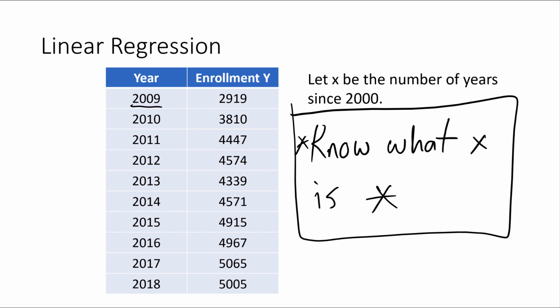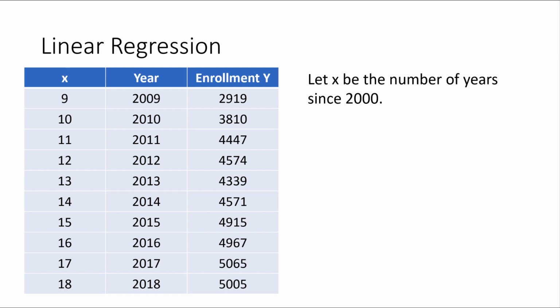All right, so if X is the number of years since 2000, we could take 2009. How many years is that since 2000? Well, that's 9 years since 2000. 2010, that's 10 years since 2000. 2011, that's 11 years since 2000. And so we'll just go through all of those, and we could write all of those down. So each of these, they're pretty easy since it's the number of years since 2000. So 9, 10, 11, 12, 13, 14, 15, 16, 17, 18 for the years 2009 through 2018. All right, so those are our X values.